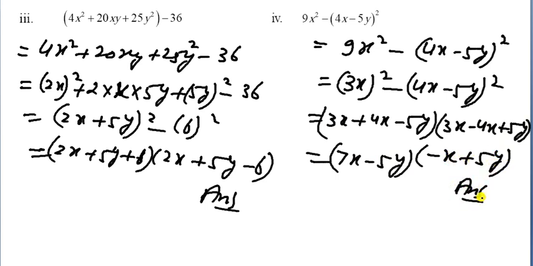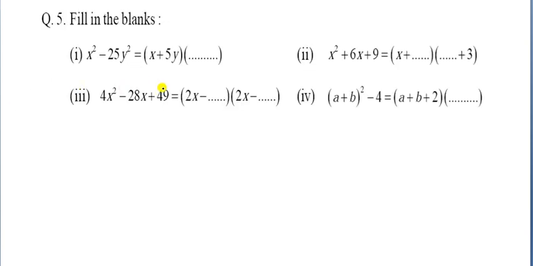So that will be your answer. Let us see the next question, and that is the fill in the blanks. How can we fill in the blanks? We can use the various identities. You have three identities, so you can use these. I will try to tell you.